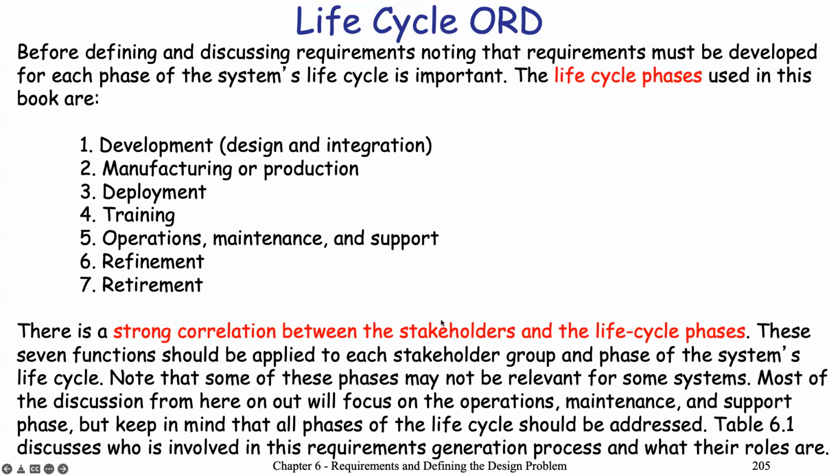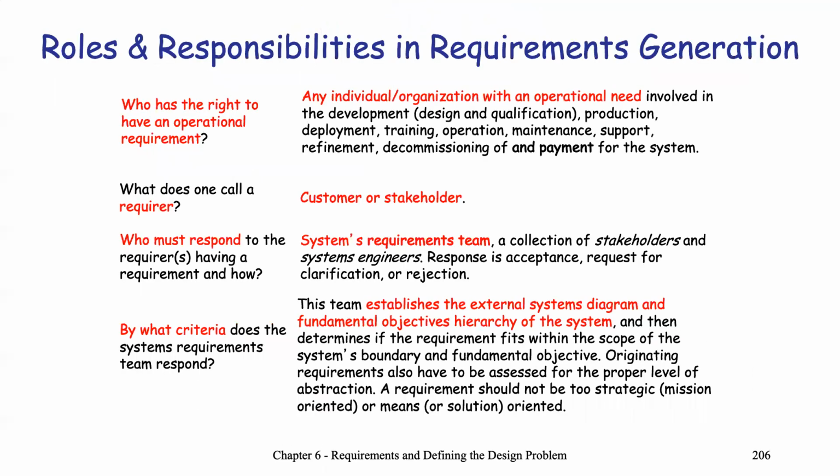There's a strong correlation between the stakeholders and the life cycle phases that they're going to be involved in. The company or system integrator is going to be the primary go-to person for the development and manufacturing, but the customer is going to be involved in the approval of that. And then you get into the operations, refinement, and retirement, and the customer is going to have a say when those things will happen and what would be the things that you might be doing for refinement, and ultimately how and when you're going to do the retirement.